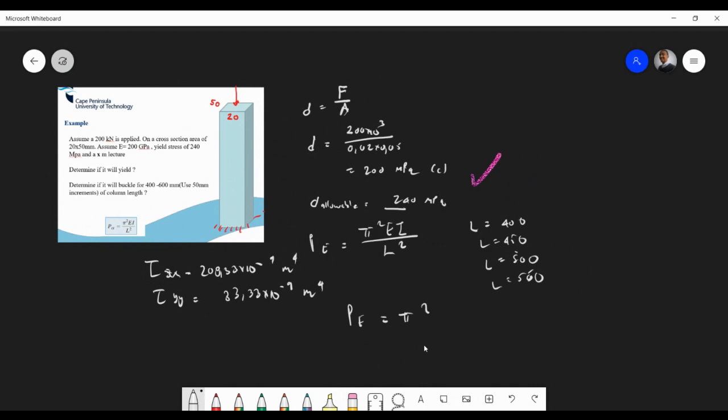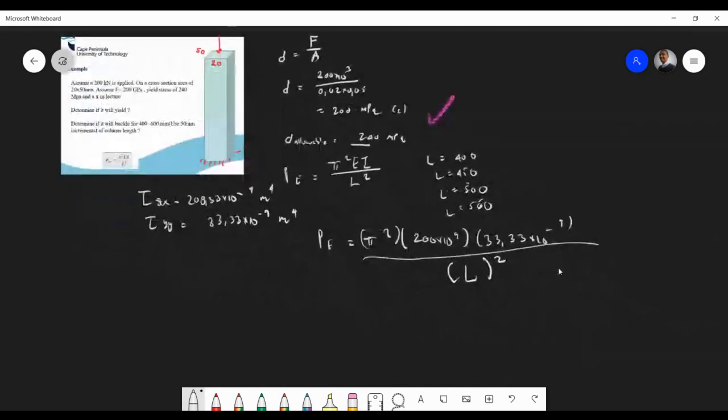So, pi squared, 200 GPa, 33.33 times 10 to the negative 9. Divide that by L squared, right? So L is going to change. We're going to go 0.4 first, and then we're going to find the critical load for each of them, right?